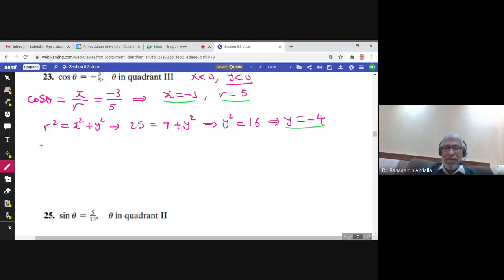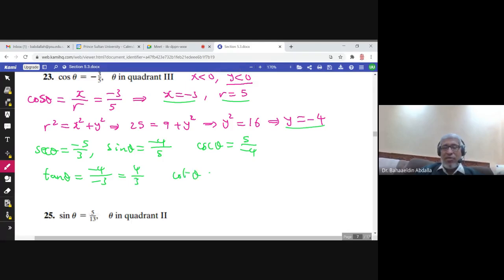I know cosine, the reciprocal of cosine is secant, so secant is negative 5 over 3. Then I need to find sine. Sine theta would be y over r. Cosecant theta would be the reciprocal. Tan theta would be y over x, so it's 4 over 3. And cotan theta would be the reciprocal, so it would be 3 over 4. So this is the answer.